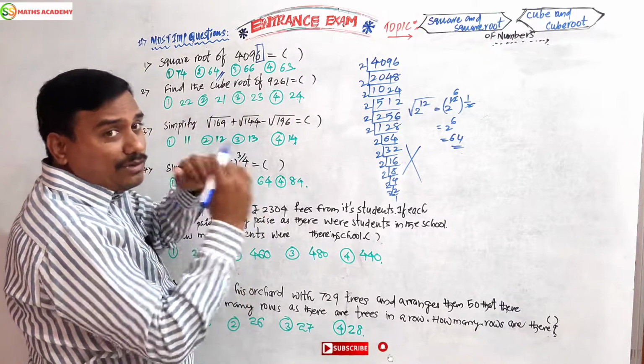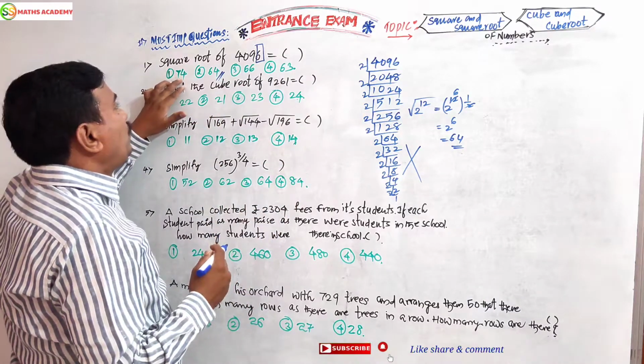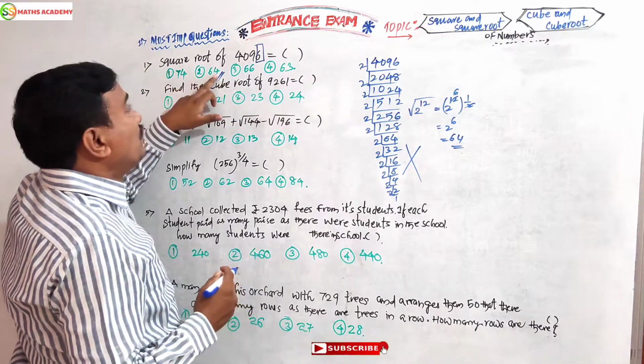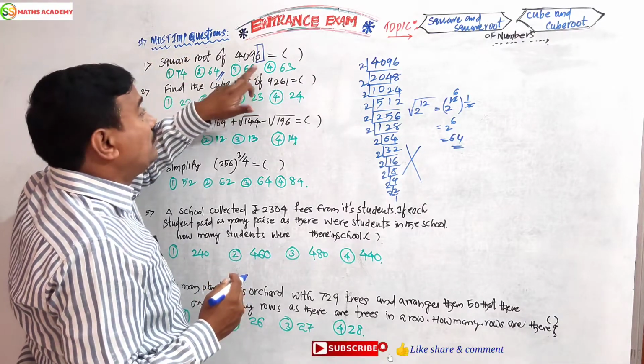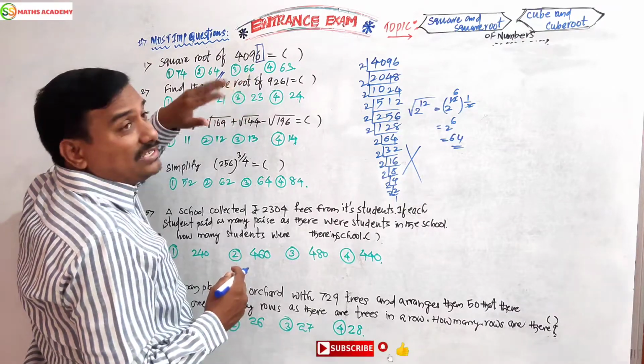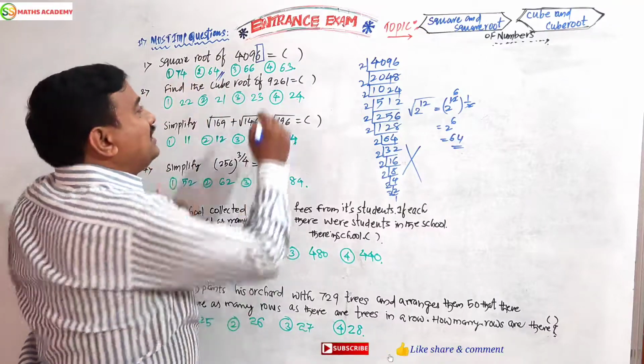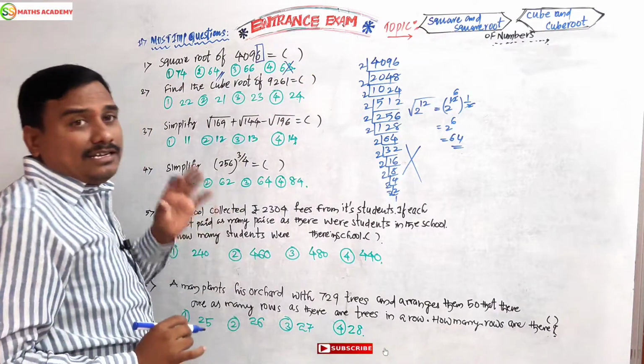We can multiply. Square means you multiply it by itself. 4 fours are 16, unit digit 6 will come. 6 sixes are 36, unit digit 6. 3 threes are 9. It is not an option. It is not an option.